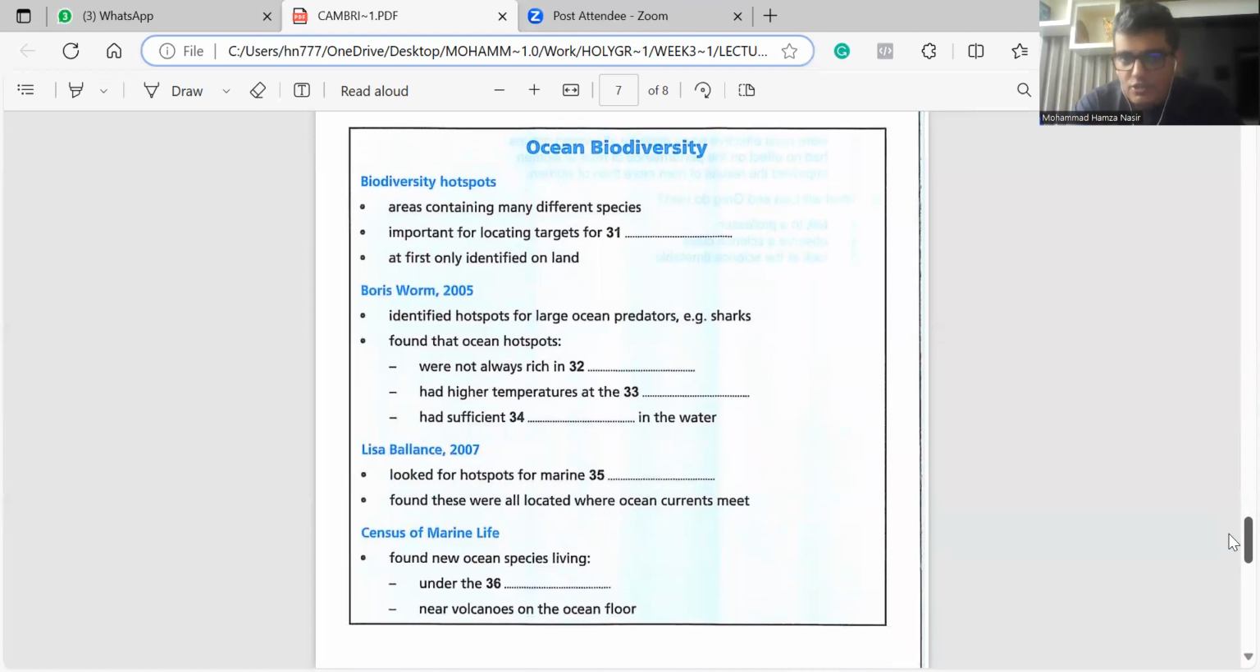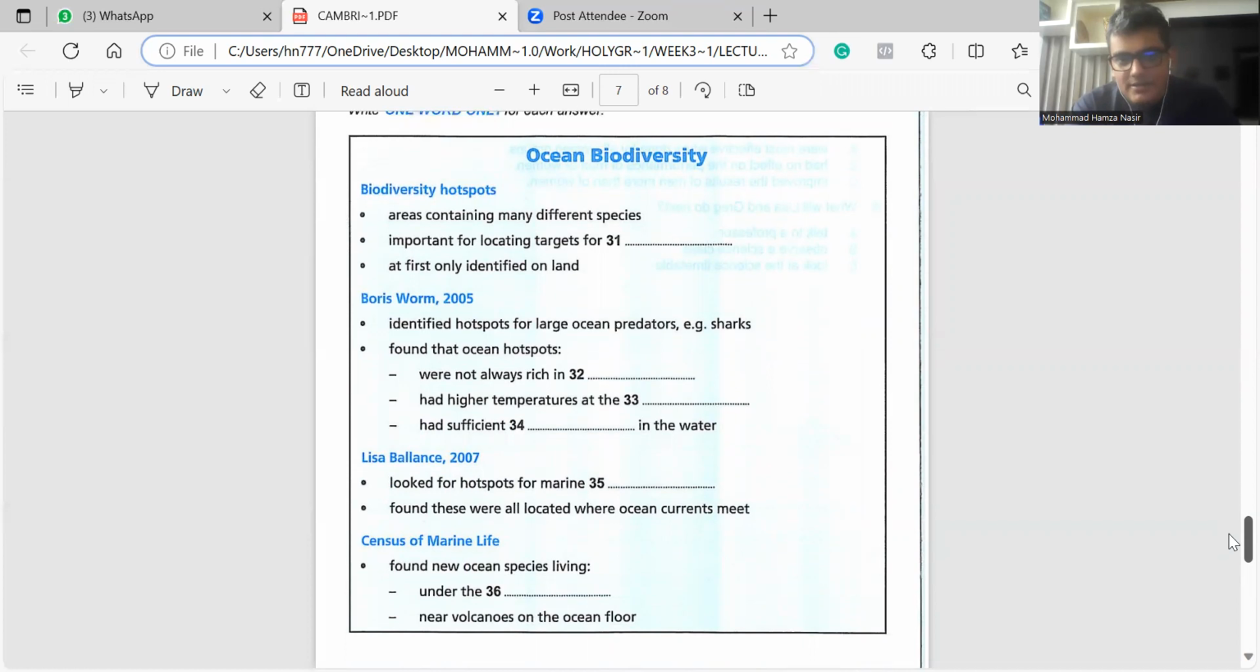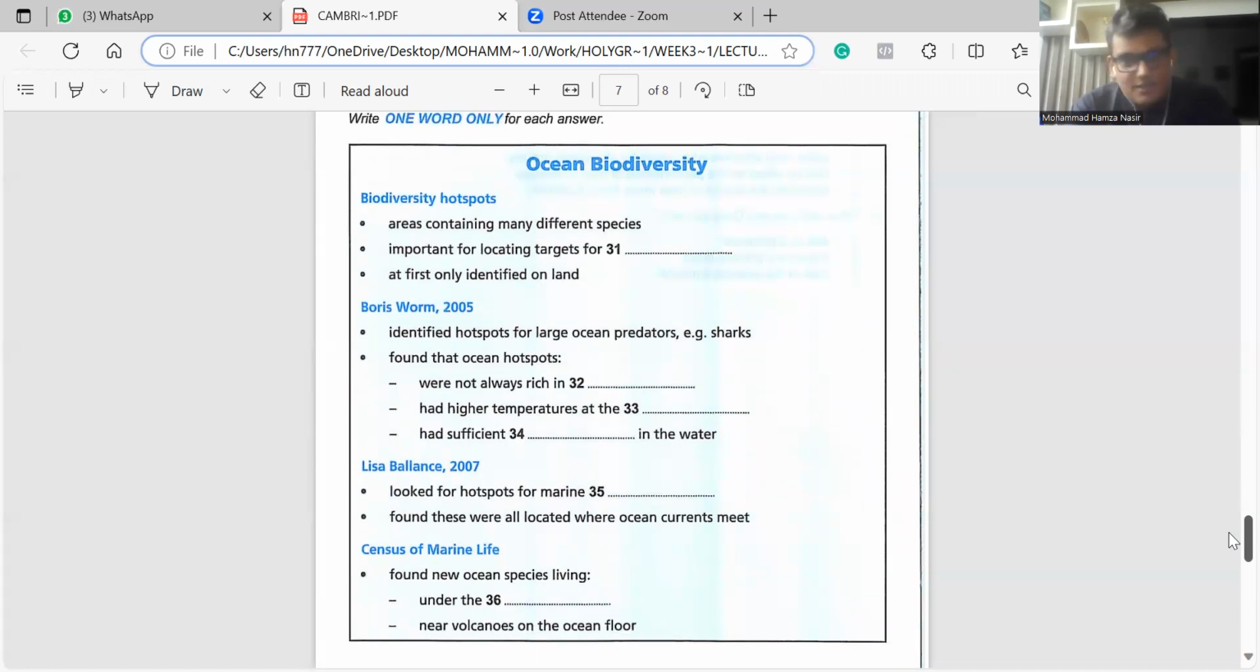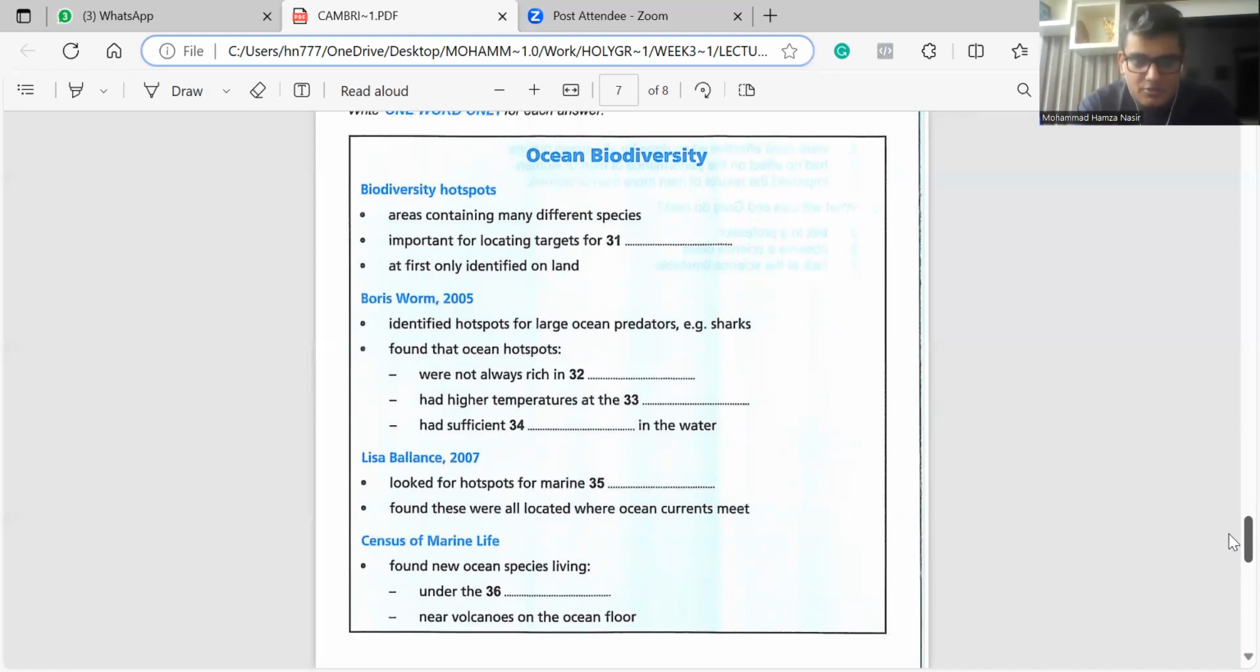Important for locating targets for. Important and targets, this will be a keyword. The second subheading is Boris Worm 2005. That's for the answers to questions 32, 33, and 34. So make sure to look at the keywords. Like in the case of 32, rich in, high temperatures; for 33, sufficient dash in the water. The keywords will be set.